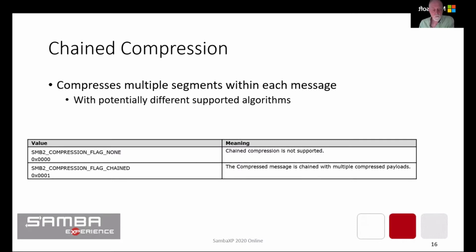Then there's chained compression, which compresses multiple segments within each message. And so each message can have potentially different supported algorithms in the chain, and this flag indicates that such a chain is present. So you'll see the details on that in a second.